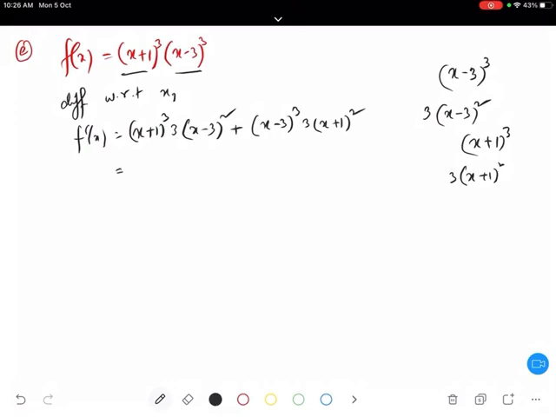Now, can anybody tell me what I can take common between them? Look at here. I can take (x minus 3) whole square and (x plus 1) whole square common. Can I take this one common? Yes or no? Please tell me. You look at both of them, and this one is there. Now if I take this common, what remains? x plus 1 remains.